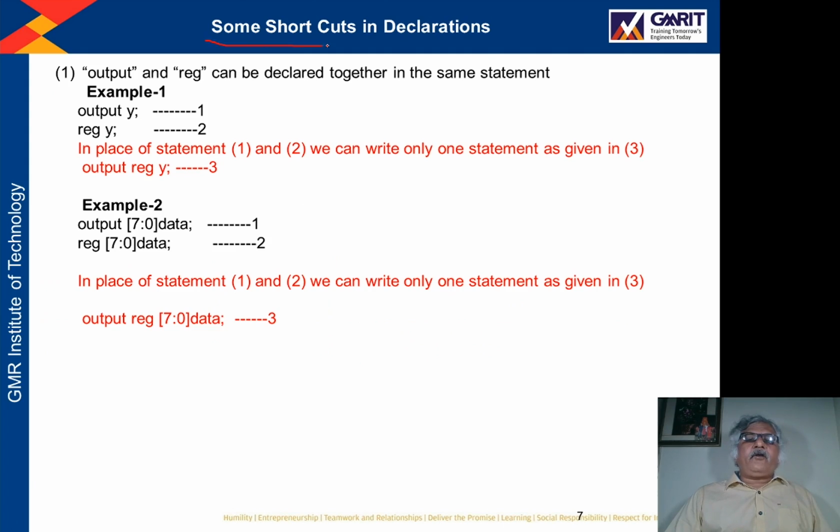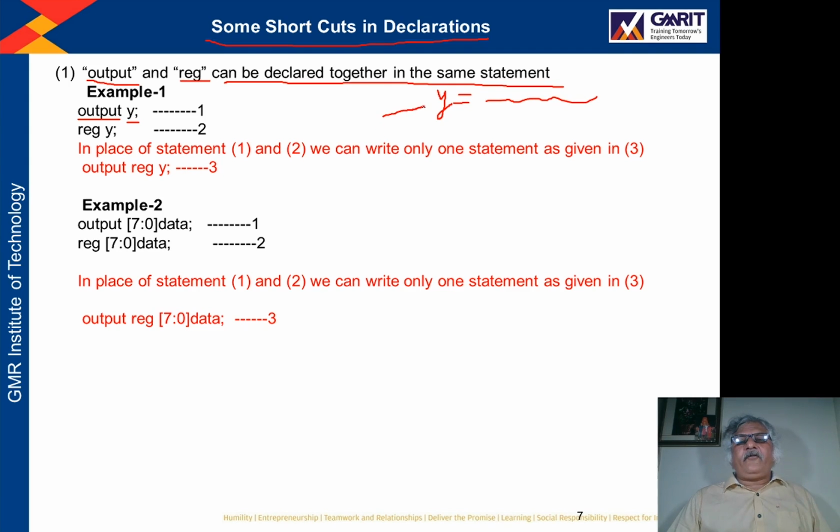Now some shortcuts in the declaration. First, output and reg can be declared together in the same statement. For example, suppose we declared one output port, output Y, right? And we want to declare this as reg type also, because maybe somewhere inside our procedural block we want to assign some value to y. It is possible only if this y is reg type.